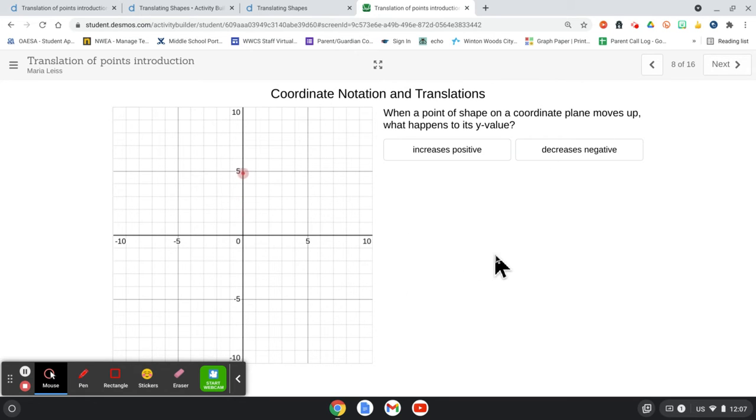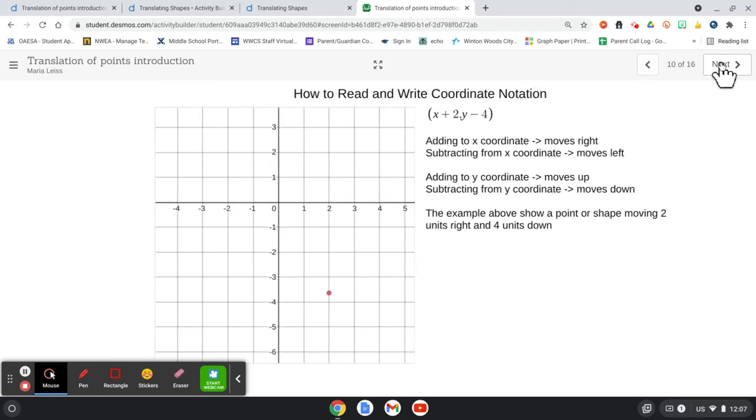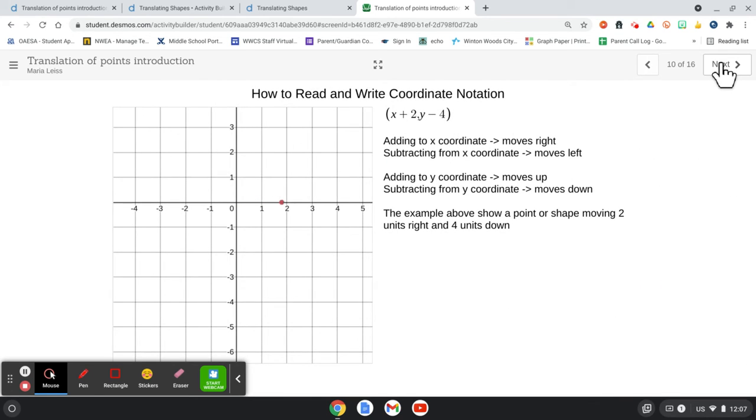What is it doing here? Yep, increasing in a positive way because it's going up. Those numbers are getting bigger. And then on slide 9, it is going down. Very good. So it is decreasing. So here's how the rules look for translations.